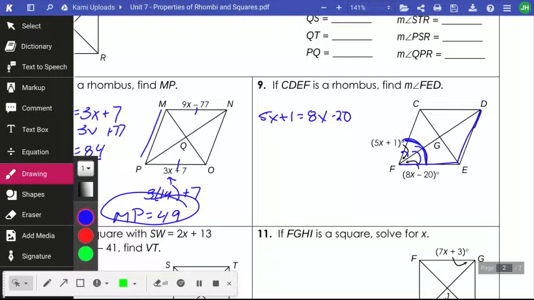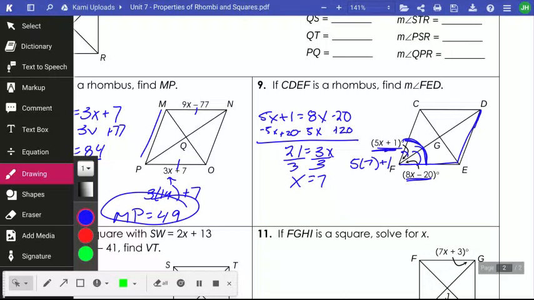So let's first find x, and I'm going to minus 5x from both sides, and I'm going to add 20 to both sides so that I can get 21 is equal to 3x. Divide both sides by 3 so that x is equal to 7. Then I need to plug it in to one of these equations, and then I can find that entire angle very carefully. Let's actually plug it in this one, it'll be easier. So I'll do 5 times 7 plus 1, so that'll be 36.